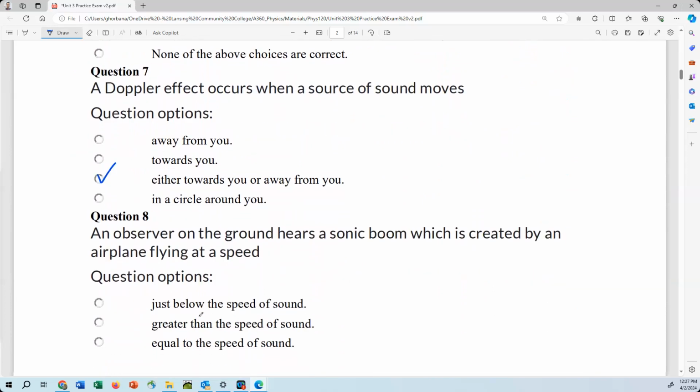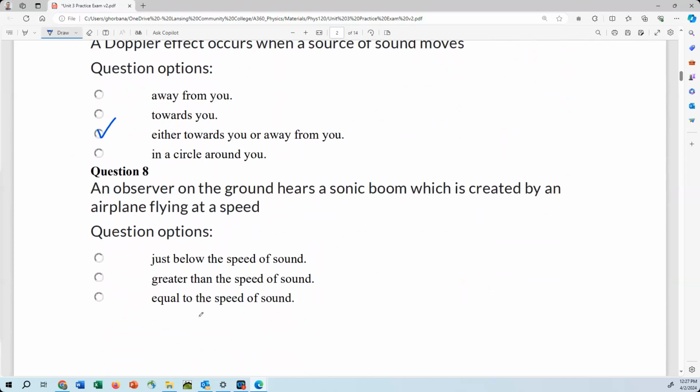So number 8, an observer on the ground hears a sonic boom which is created by an airplane flying at a speed. So we know that this happens when the speed is greater than the speed of sound. Yes, the sonic boom will always happen when the speed of the source which is creating a sound is greater than the velocity of the sound. So the right answer is greater.